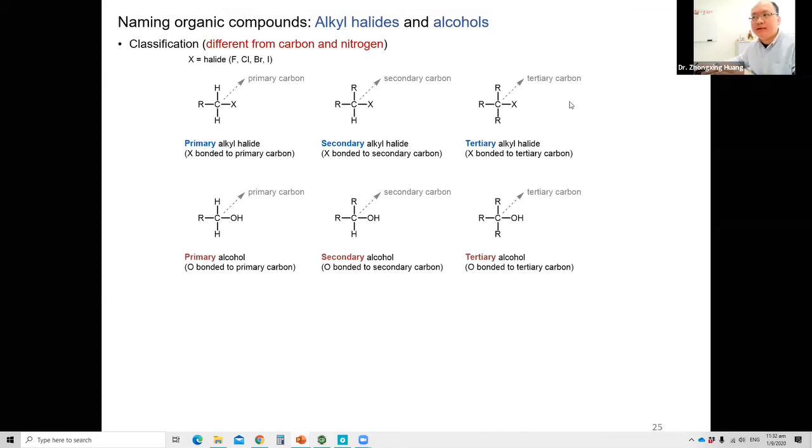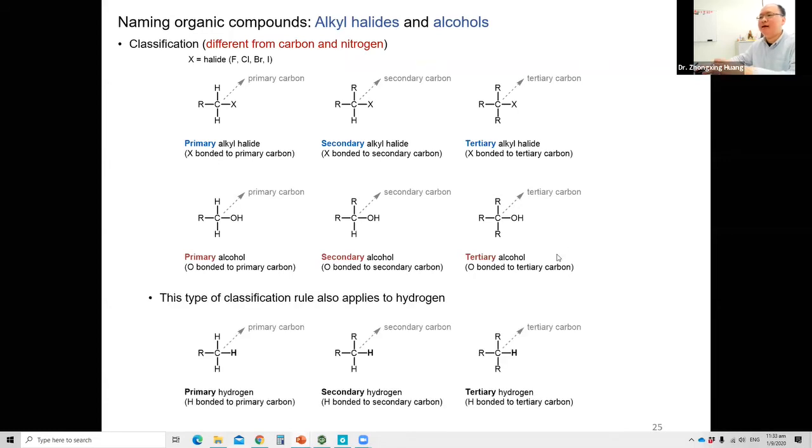Again, is there any quaternary alkyl halide? No, right? I just told you, a quaternary carbon is already attached to 4 carbons. There's no way it's also attached to a halide. And the same with alcohol. You have primary alcohol, secondary alcohol, tertiary alcohol, no quaternary alcohol. Don't make this mistake.